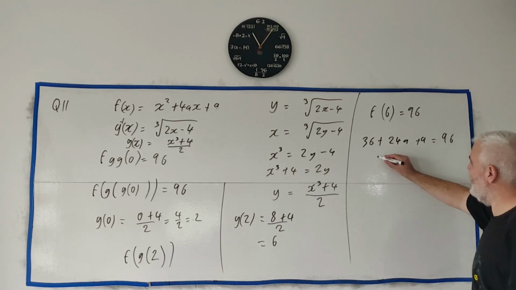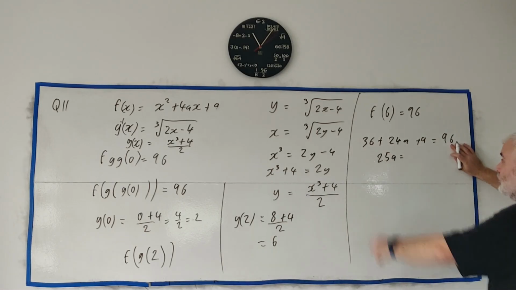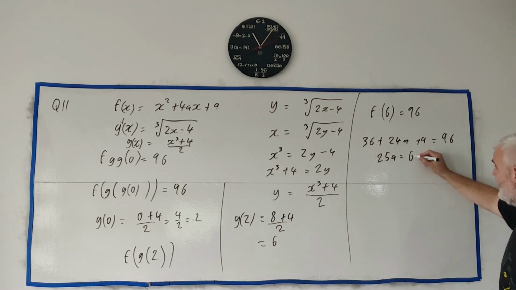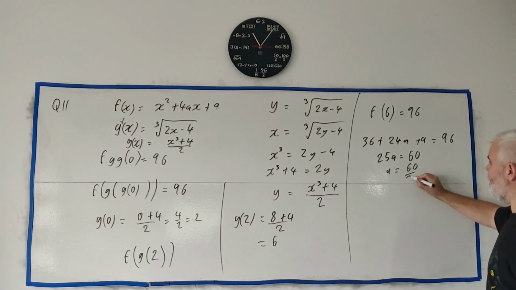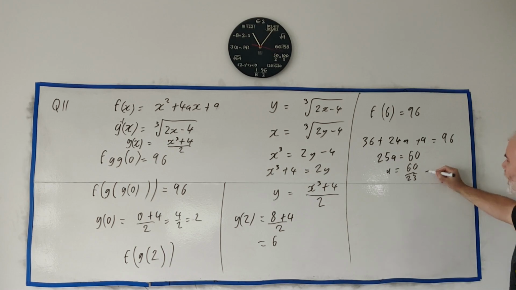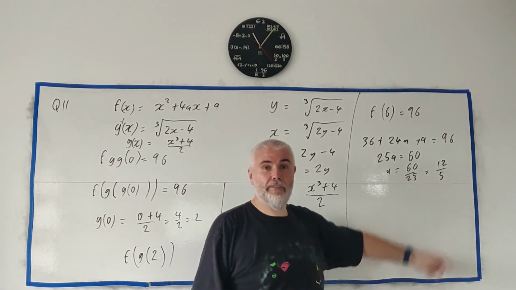24a plus another a is 25a, and that's equal to 96 minus 36, which is 60. a is equal to 60 over 25. Let's see, 5 goes into both of them. 12 over 5. That's your answer. a is equal to 12 over 5.